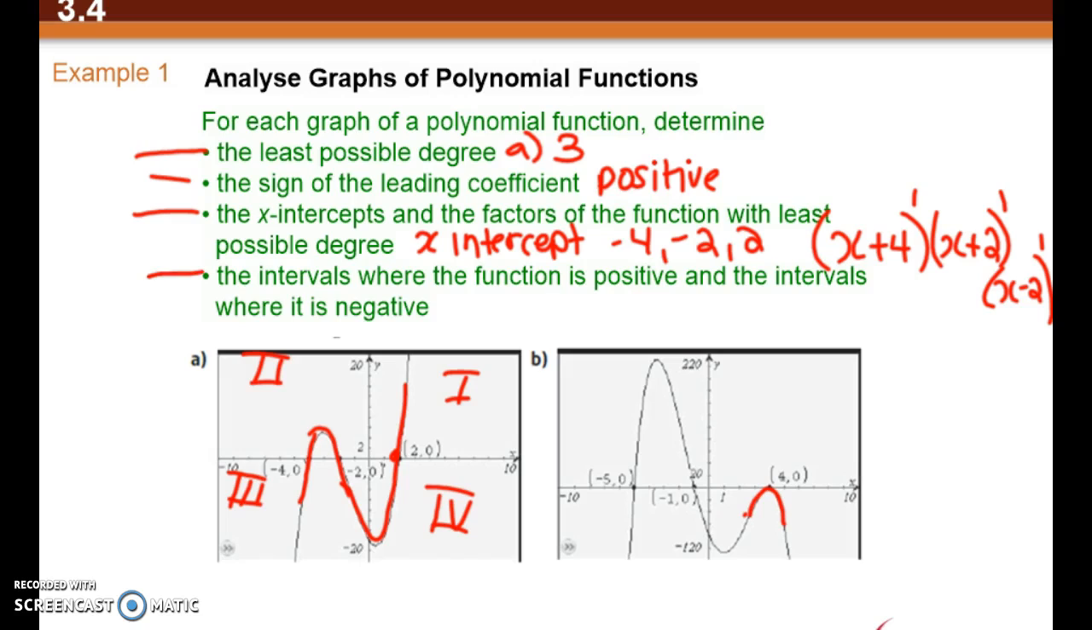Okay, and then the last piece is the intervals where the function is positive and the intervals where it's negative. It's just as easy as looking at this line. Anything on this side is positive, anything on this side is negative. Okay? So if you're asking where your graph is positive, well, from -4 to 2, in this area, it's positive.